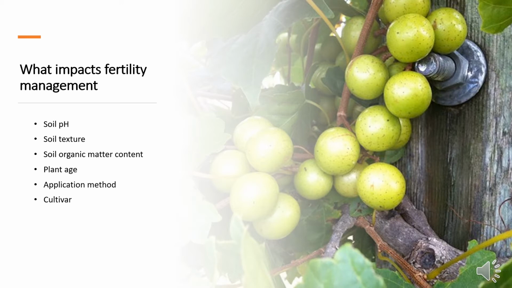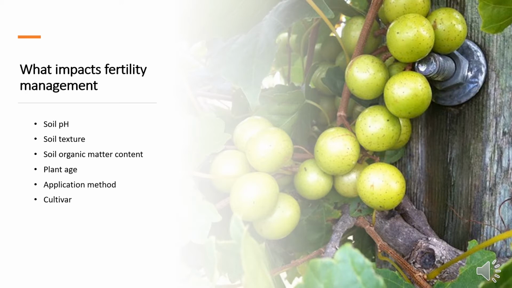By the same token, soil organic matter as it breaks down does release nutrients, and so a soil that is more highly organic is going to be naturally more fertile than a soil that has very low organic matter content. Additionally, plant age is going to be really important for keeping in mind how much fertility the crop needs. A young planting is not going to need as much fertility as an established planting that is producing a full crop.